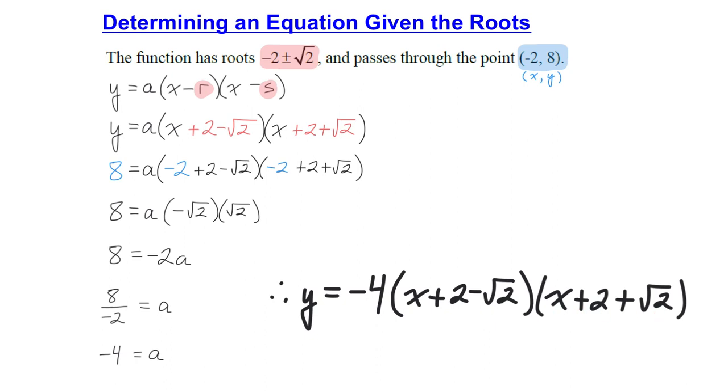Now, if the question asked for standard form, I would then have to proceed to expand and simplify to turn this factored form into standard form. But we already covered that in this lesson, so I'm not going to go over it again right now.